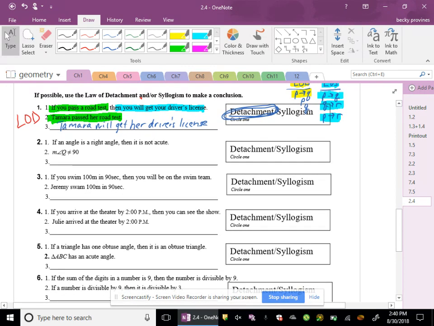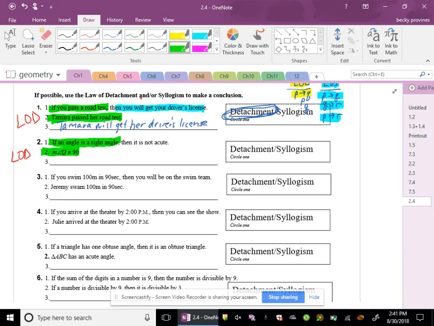All right, so let's make a little note here. Step number 2, it's not an if-then statement, so I'm probably testing law of detachment, which means the first two sentences need to be the same. So if an angle is a right angle, then it's not acute. Angle Q does not equal 90. So are they the same? Well, one says it is a right angle, and one of them says it's not 90.